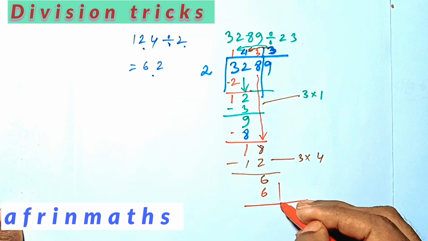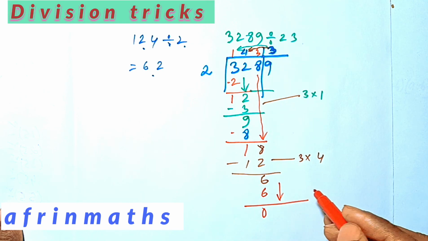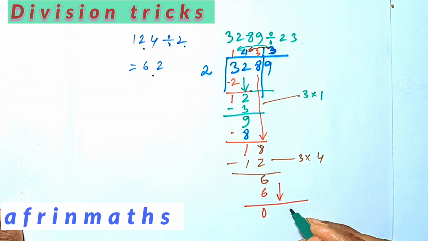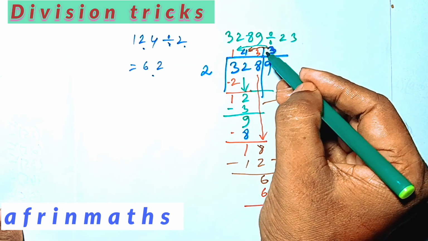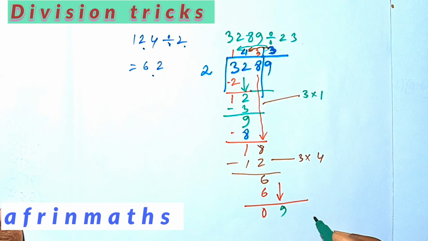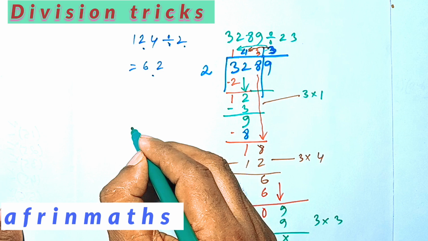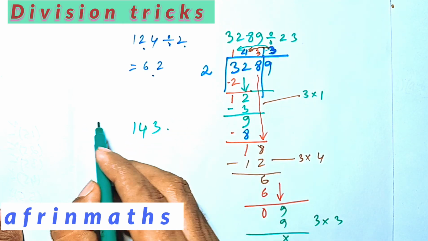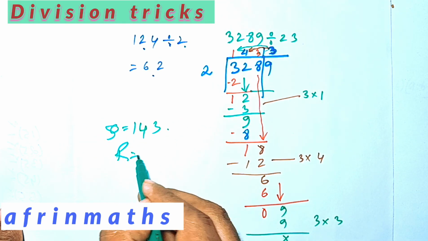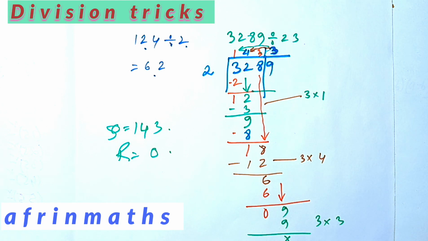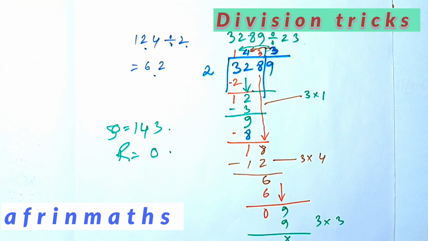This 9 will come down here, since we have remainder 0, we'll write here 9. Now again we shall multiply with this 3, 3 into 3 is 9, so we have got remainder 0. The answer is 143. The remainder is 0. This is the technique to divide a big number with another big number.